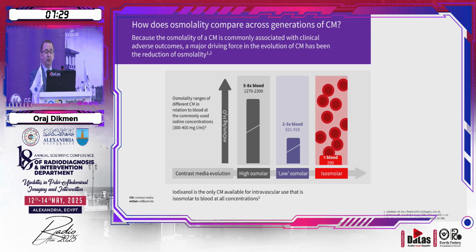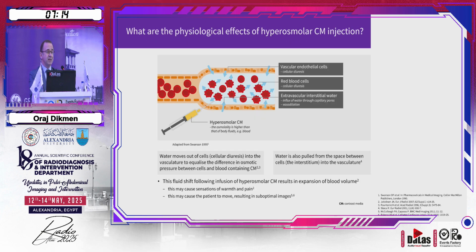And iodixanol VisiPack is the only product that is equal to blood's osmolality in both clinically applicable concentrations. It is isoosmolar both for the 270 and 320 concentrations. Why is osmolality a problem for us?